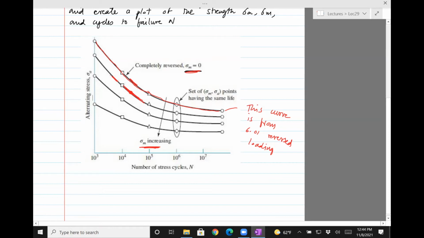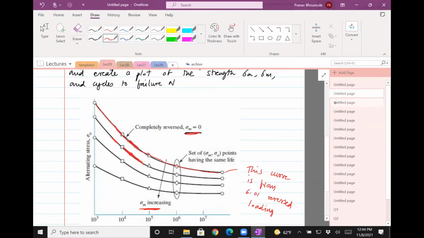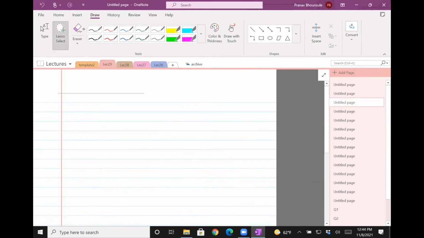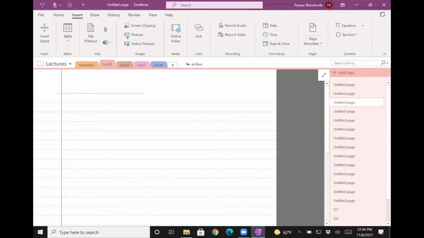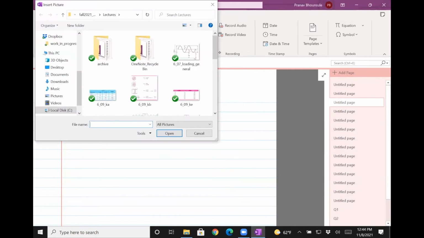So all these points are lines of constant sigma, right? What you'll do is draw sigma A against sigma M, and you'll do these plots for different n. Just the reverse of what this is. So that plot will look something like this. So the same data, but it's shown differently.